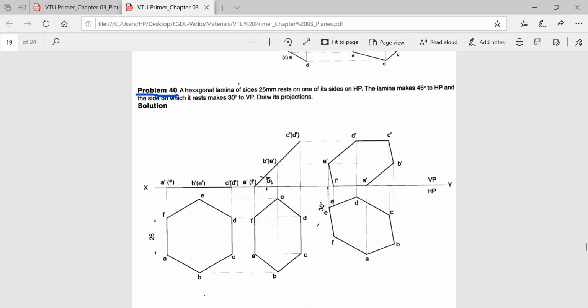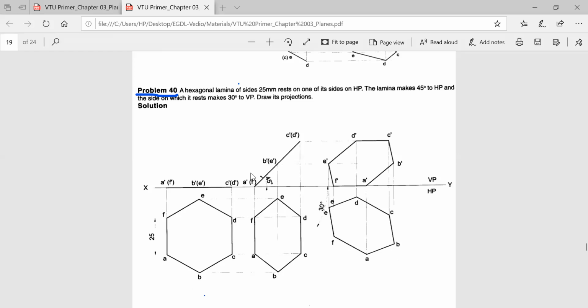Then please take the projection down. After taking the projection down, extend the projection from the top view also. Then please start reading the locus. So locus of A and A dash will meet here, so this is our A. Locus of B and B dash will meet here, so this is our B. Locus of C and C dash will meet here, so this is our C.